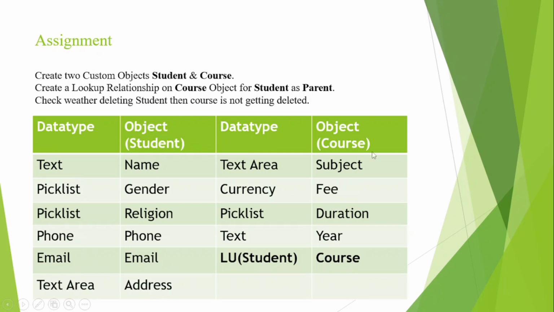For the next object, course, there are a couple of fields. The first field is subject, its data type is text area, then fee, currency data type, duration, pick list data type, year, text data type, and course lookup relationship data type on student object. So this is important.